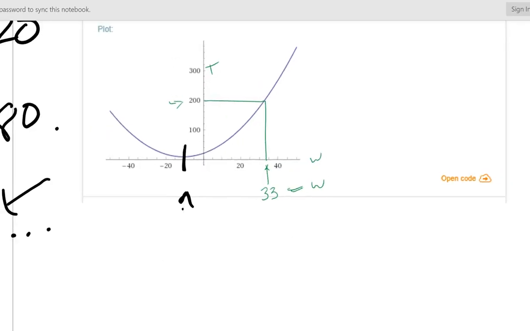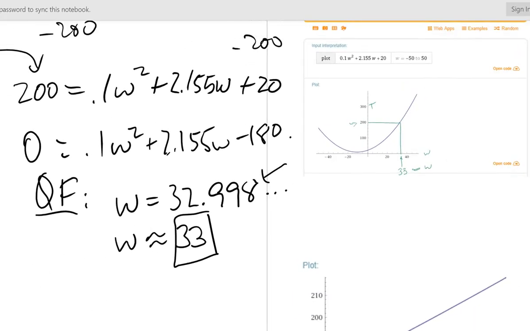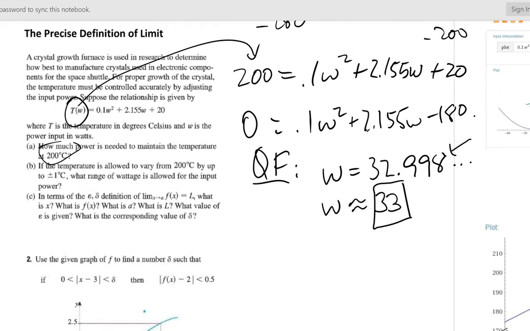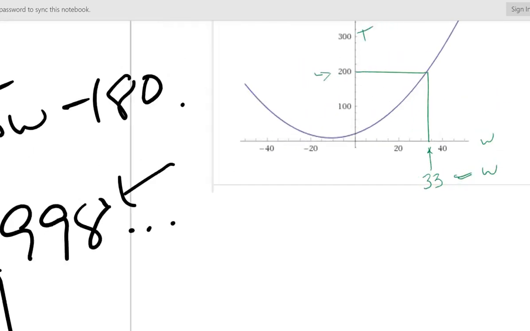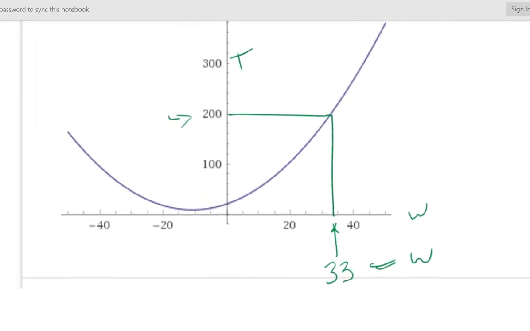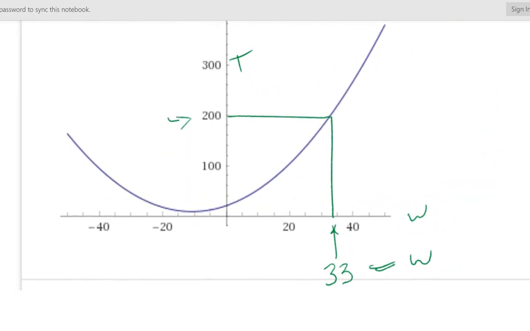Let me erase this here. Doesn't matter what's going on the other side. Now, the next part says if the temperature is allowed to vary from 200, right up to plus or minus 1 degrees Celsius, what range of wattage is allowed for the input power? So what they're asking is if we're going to allow it to vary a bit, on either side by 1, what does the wattage have to be?